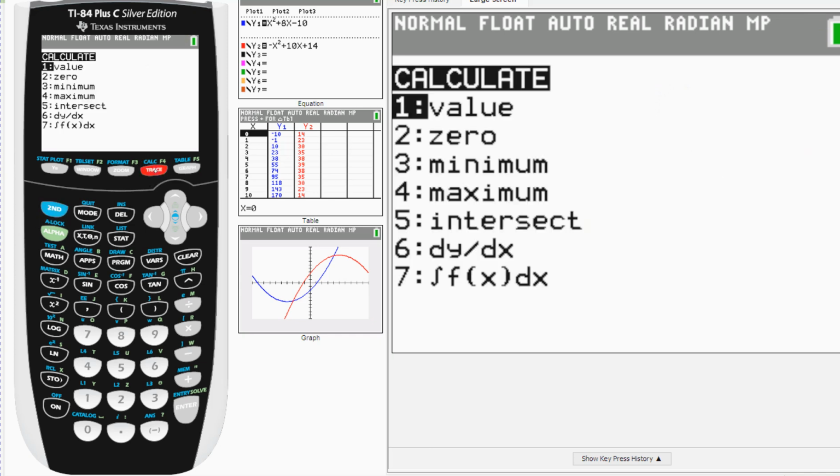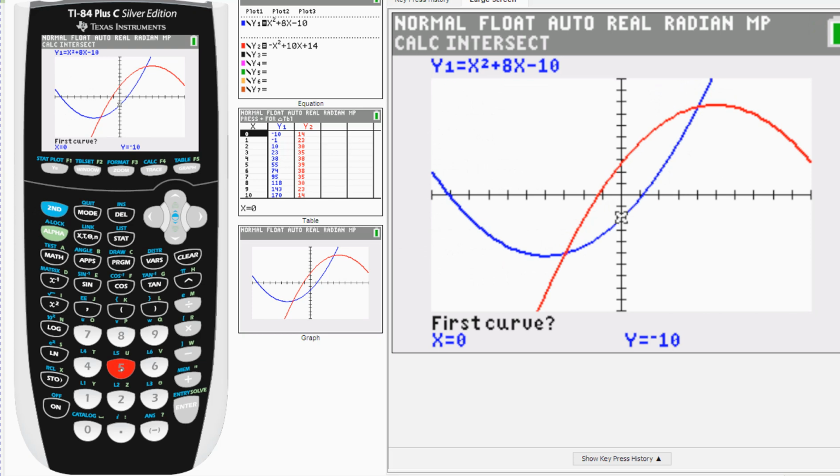You hit second trace. You see number 5 there is intersect, so I select 5. And then it asks you first curve, second curve. What you do is get as close as you can to the intersection on your first curve, which is the blue function. And then the second curve, now I'm on the red function, which looks good enough. I don't have to move it. And then the guess, I'll just leave it, as long as it's close. Alright, so they intersect at the first point, negative 3, negative 25. File that away.